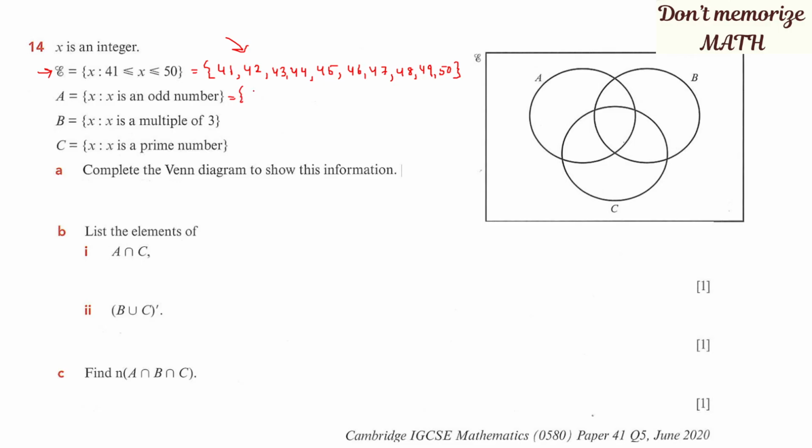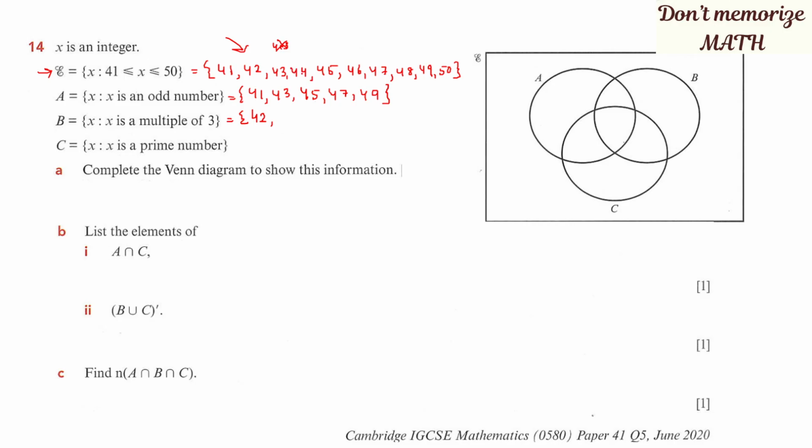Okay, so what are the odd numbers? Odd numbers are 41, 43, 45, 47 and 49. Close the bracket. Then x is a multiple of 3. How can we identify a multiple of 3? When you add the digits, you have to get a multiple of 3. So 4 plus 1, 5. It is not a multiple of 3. 4 plus 2 is 6. So 42 is a multiple of 3. So just add the digits. 4 plus 3 is 7. It is not a multiple of 3.